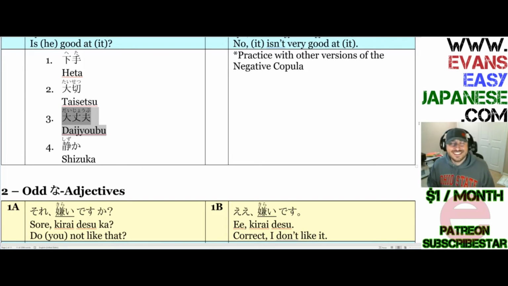Yeah, anmari daijobu dewa naides. Okay. Yeah, great. Daijobu dewa naides. Great. And then John, is it quiet? Kayla, not so much. Shizuka desu ka? Iya, anmari shizuka dewa naides. Great. Next, we're doing the dewa arimasen like I thought we were doing because I screwed up. Kayla, is somebody not so good at something? Heta desu ka? Yeah. Anmari heta dewa arimasen.